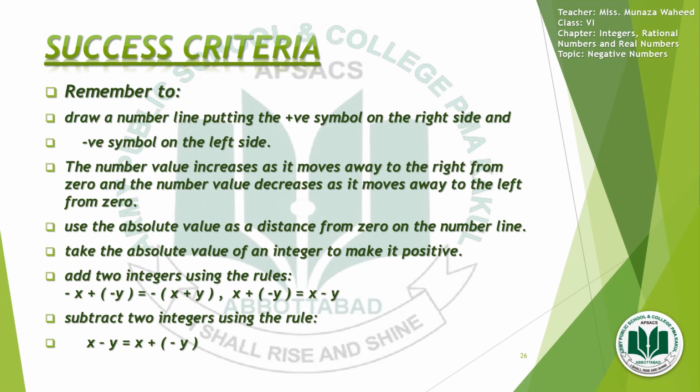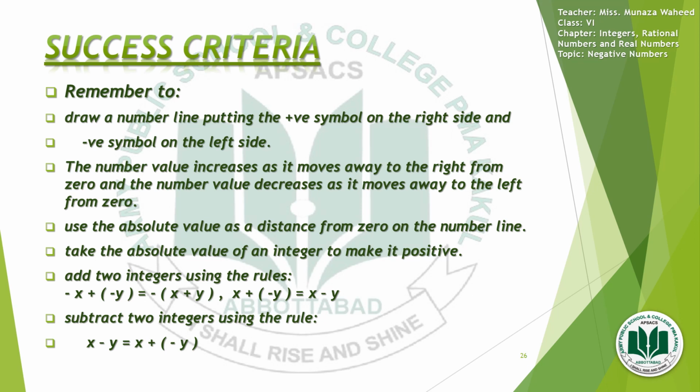Before assigning you the home task, I would like to share a few points that you need to remember in order to do your assignments properly. Draw a number line putting the positive symbol on the right side and the negative symbol on the left side. The number value increases as it moves away to the right from 0, and the number value decreases as it moves away to the left from 0.